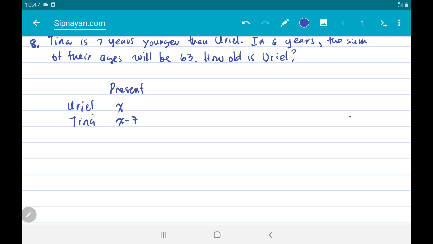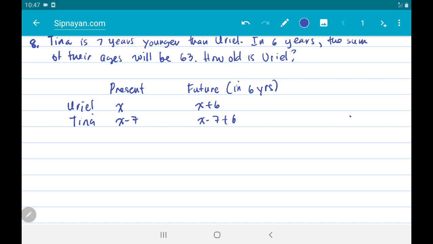And in 6 years, so future ito, in 6 years. In 6 years, meaning 6 years from now. Ano mangyayari sa age ni Uriel 6 years from now? Siyempre, tatanda siya ng 6 na taon. So, magpa-plus 6 siya. Ganon din sa age ni Tina, di ba? x minus 7 plus 6. Pa-plus 6 din tayo dito.